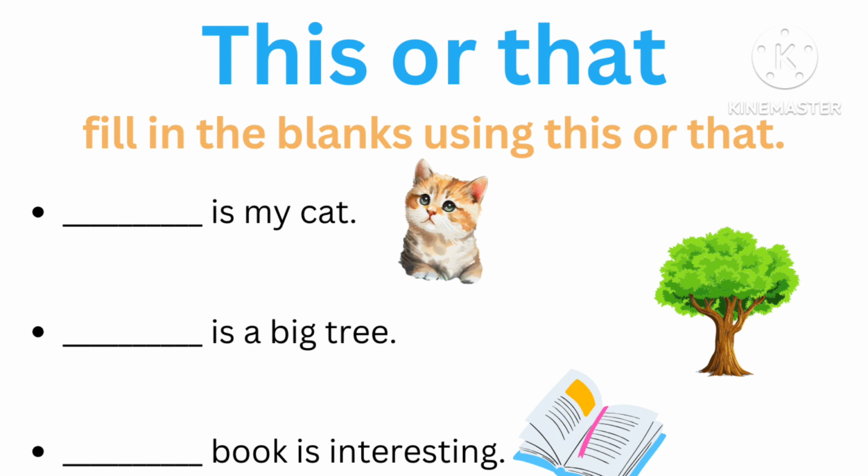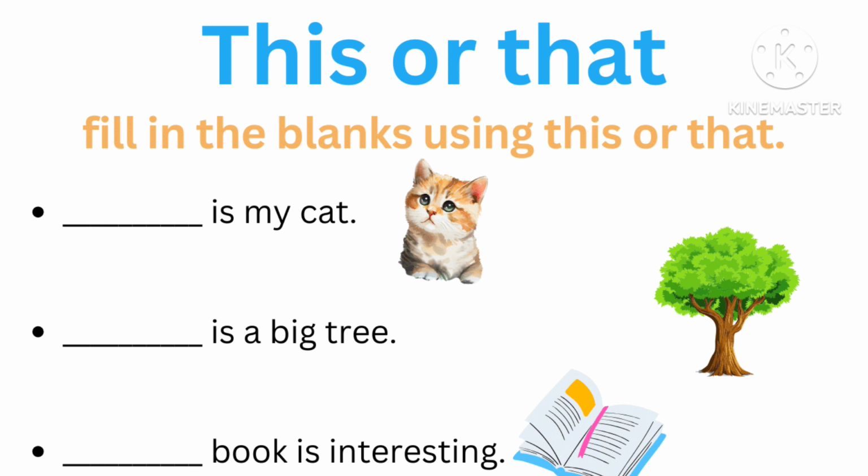Now this or that, fill in the blanks using this or that. First is, this is my cat. The cat is near, so we will write this is my cat. Next is, dash is a big tree. The tree is far, so we will write that. That is a big tree.